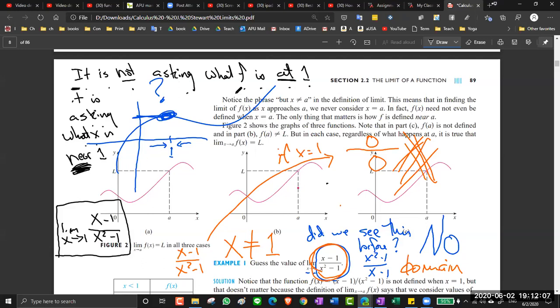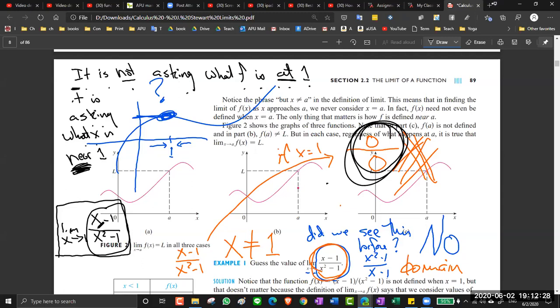It's not saying what happens at 1. Because this function is not defined at 1, we can't give an answer at 1. It's 0 over 0. It's no good. But that's not what this is asking about. This is asking only near 1.